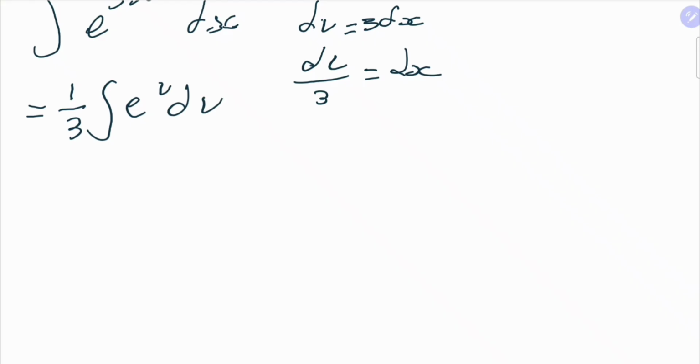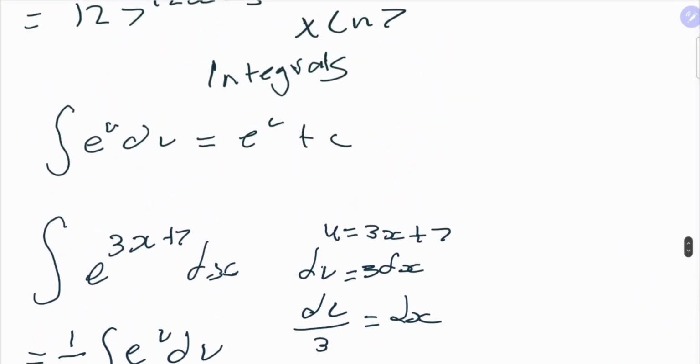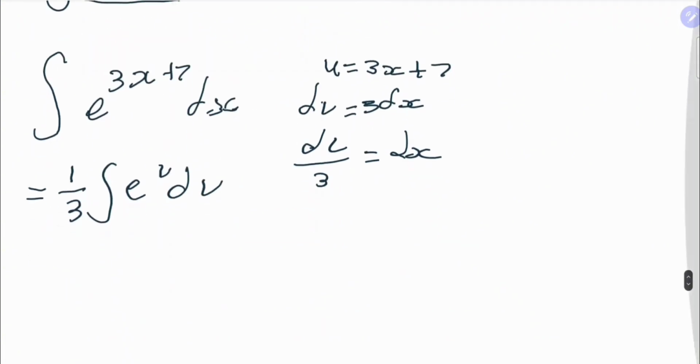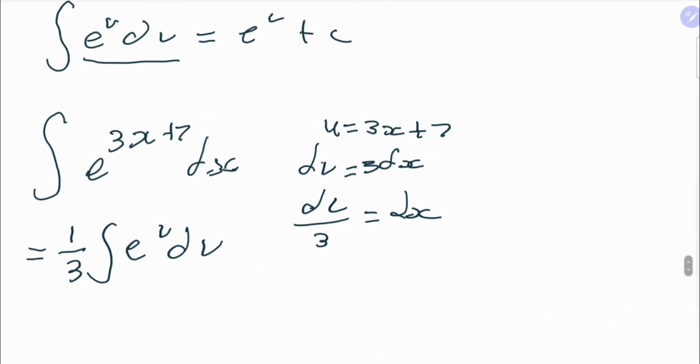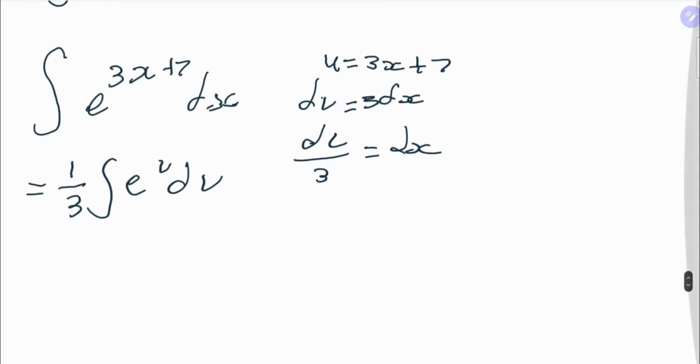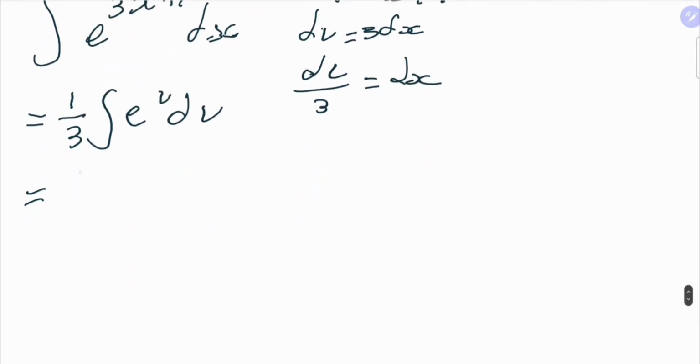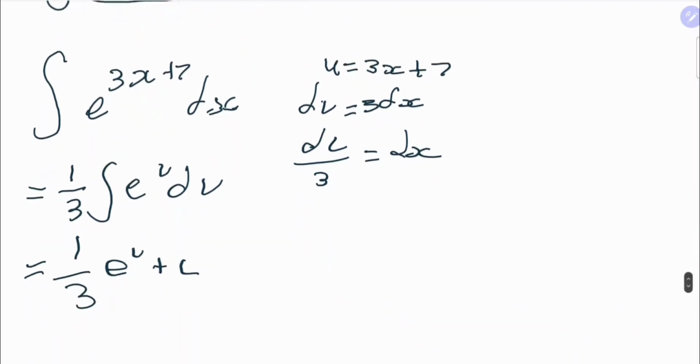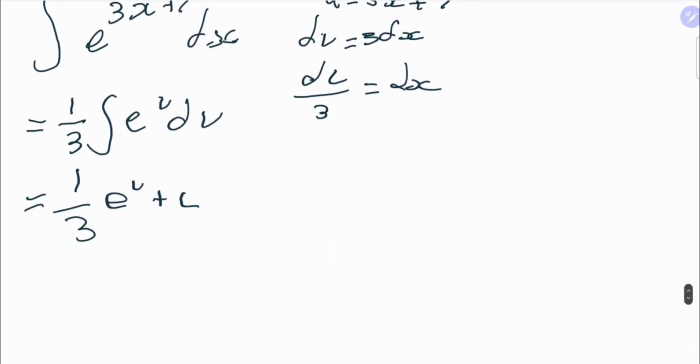Great. So can you see now the common integral we have? We're going to just do this now. So this is going to equal 1 over 3 e to the u plus c. Okay? So that's what you do for this.